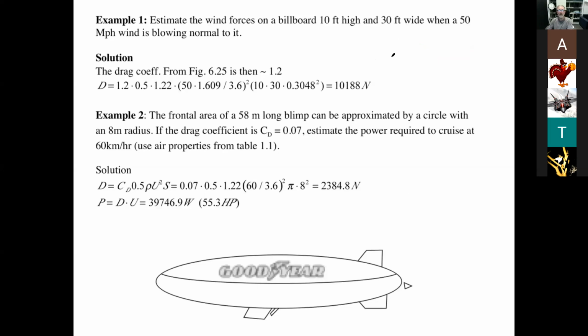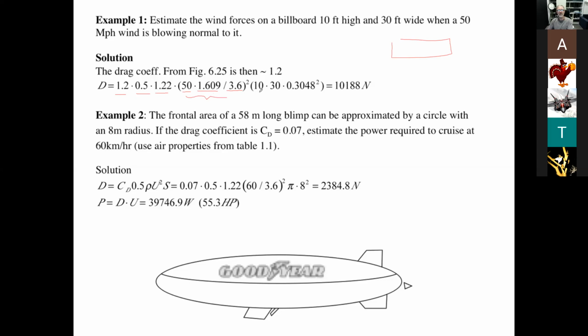So this is the billboard: 1.2 drag coefficient, 1/2 density of the air, 50 miles per hour, which is 80.5 kilometers per hour, divided by 3.6. That's going to make it meters per second. Okay, so now I have velocity in meters per second, square it, and then multiply by the area.